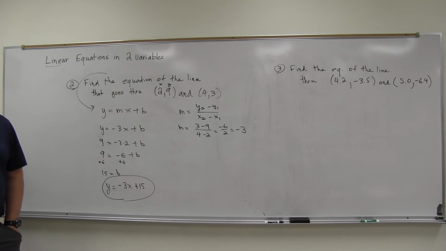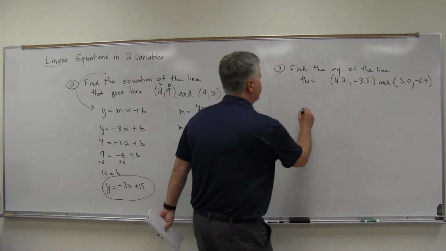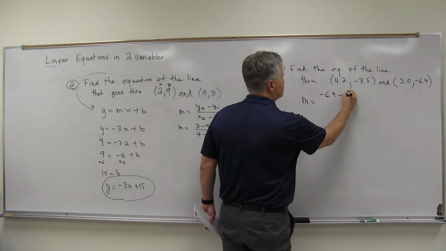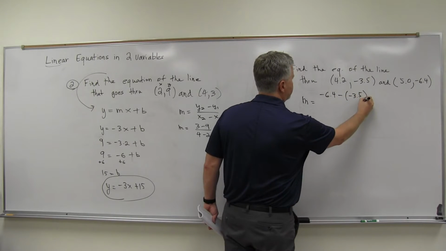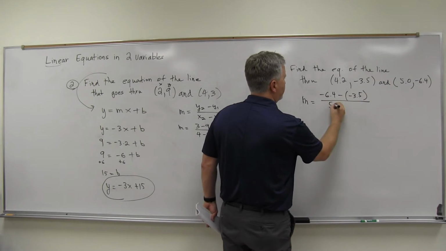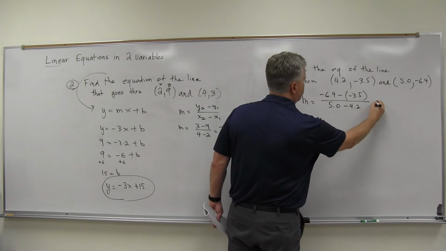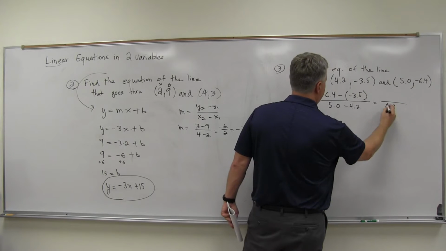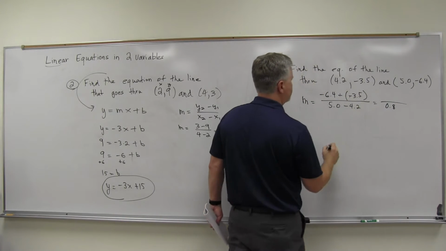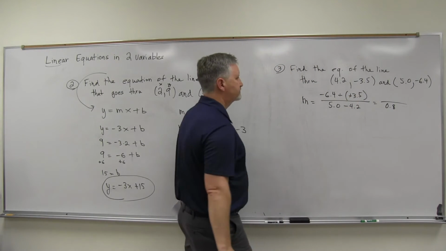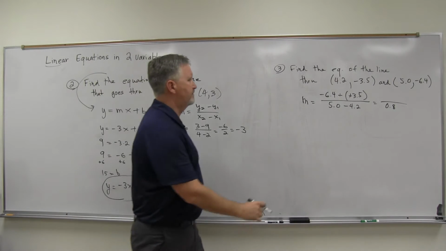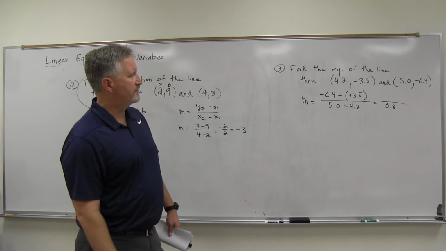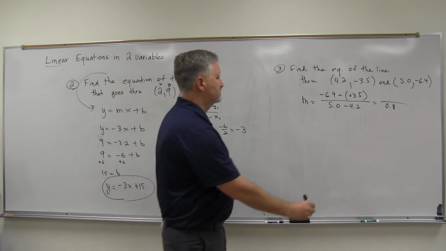So again, we got 2 points. So start with your slope formula. What do we got? Negative 6.4 minus a negative 3.5 divided by 5.0 minus 4.2. Does that sound right? The bottom's 0.8. The top is negative 6.4 plus 3.5. What's negative 2.9?